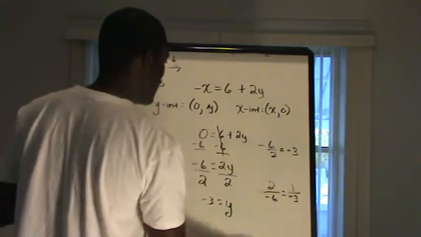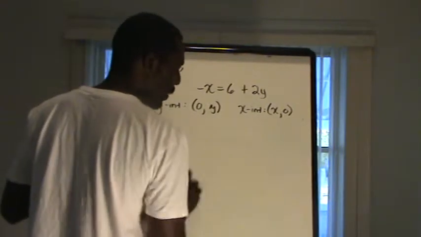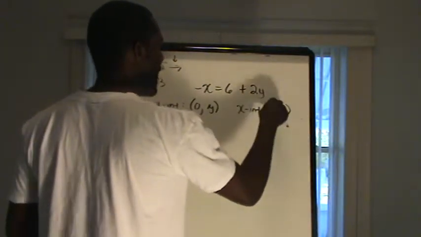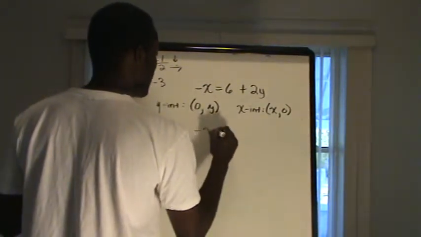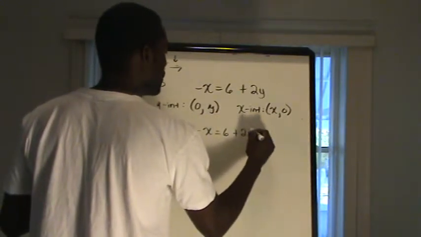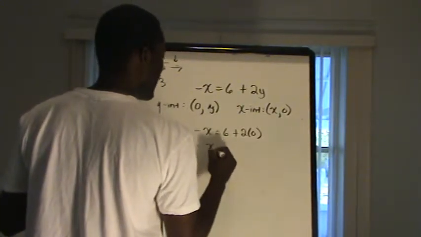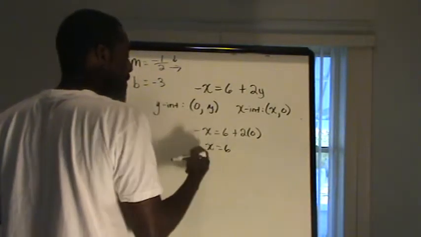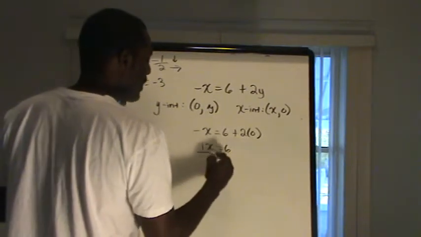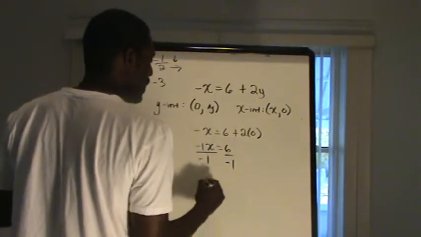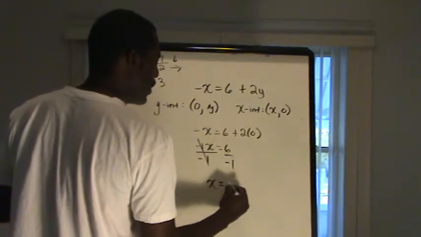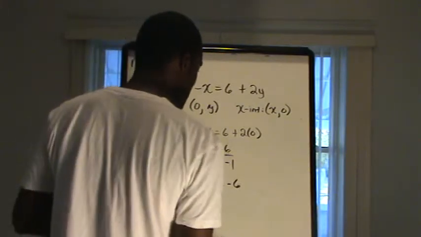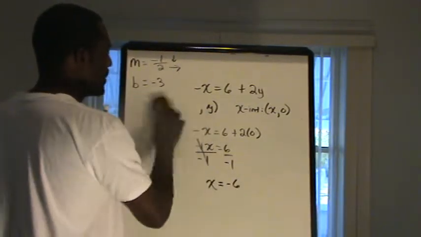Now let's take a minute to solve for our x-intercept, and then we'll plot both of those points. To solve for my x-intercept, y is 0. So negative x equals 6 plus 2 times 0. So negative x is equal to 6 because 2 times 0 is 0. Now in order to solve this equation, there's an understood 1 here. I will divide both sides by negative 1. They cancel and x is equal to negative 6. So my x-intercept this time is negative 6. Those are the only 2 points that I need to plot here.